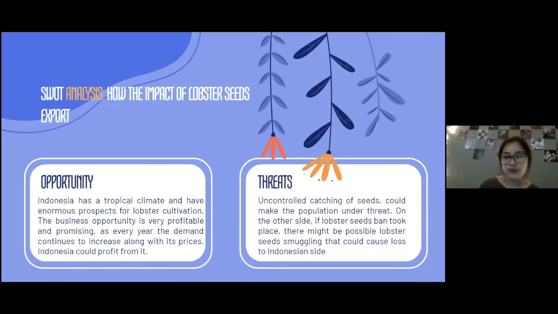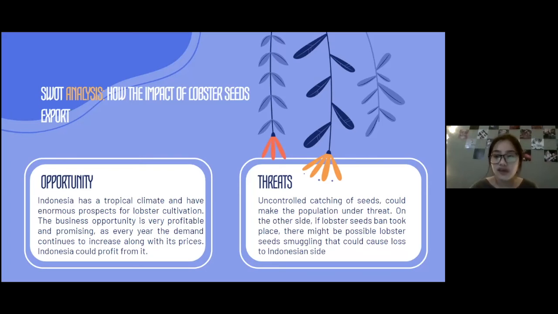As for the threat, we move to the threat. The uncontrolled catching of lobster seeds could lead to lobster population extinction. According to the Fishery Minister of Indonesia, Susi Pujiastuti, the biggest collection of seeds took place in the southern regions of Java and West Sumatra. In the past, lobster auctions at the Pangandaran Fish Market could produce at least around 1 ton. Now only 50 kilograms, and that is already considered a lot.